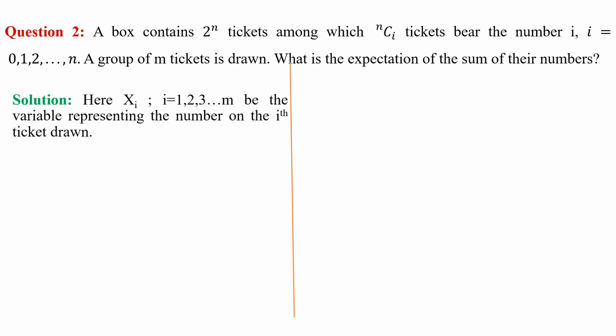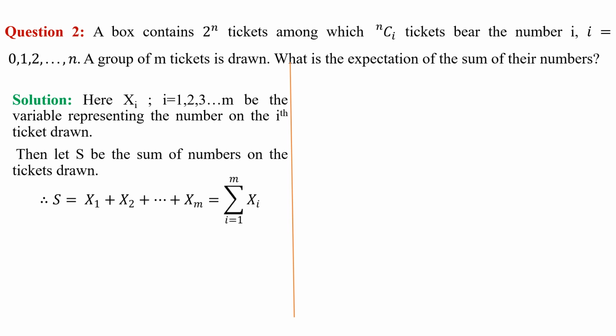So what we analyze here, Xi is the random variable representing the number on the ith ticket drawn. Out of 2^n tickets, nCi tickets bear the number i. Then S is the sum of the numbers on the tickets drawn, because we require the expectation of this. So S will be X1 plus X2 plus X3 up to Xm. M number of tickets are drawn, that's why it is the summation of Xi, i equals 1 to m.